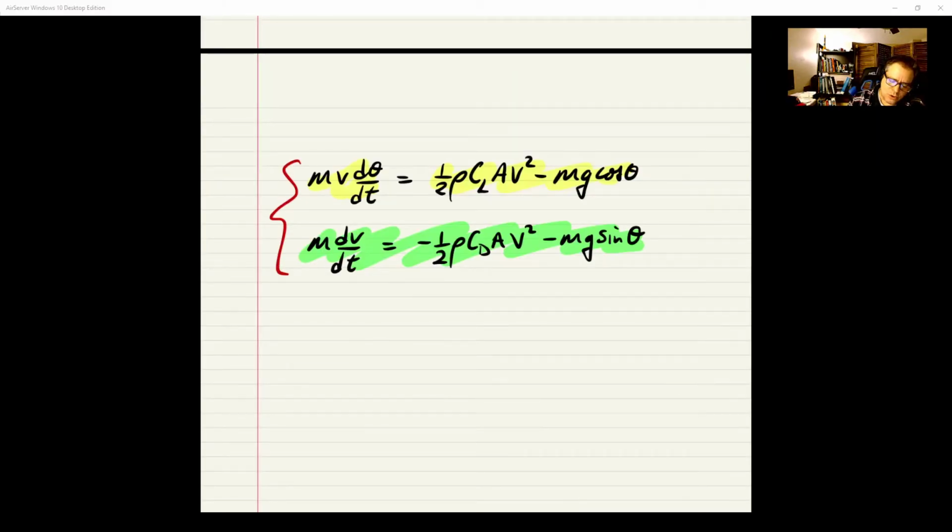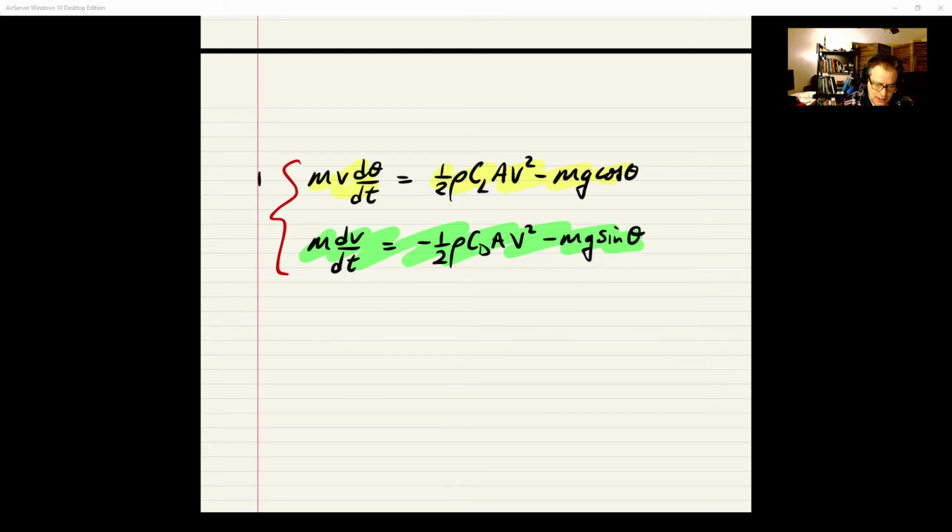Okay, for just one more step of rewriting this system of equations before we put it in the computer to solve it, I'm going to divide both sides of both equations by the mass of the glider, by m, because that's a constant, and it'll be just convenient. So we'll divide both sides by m for both of these.